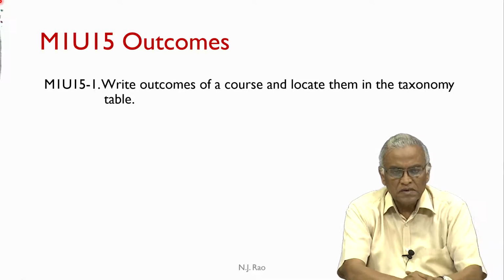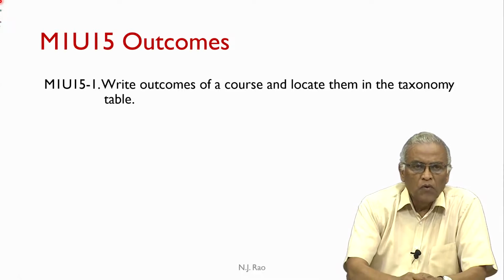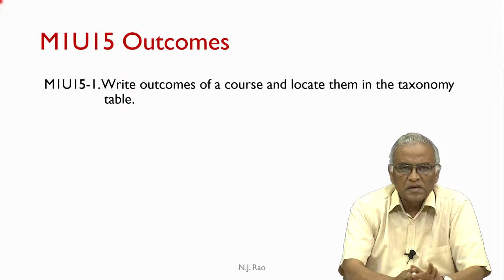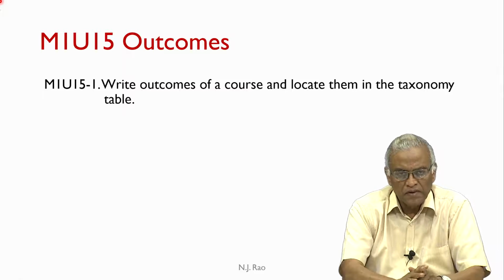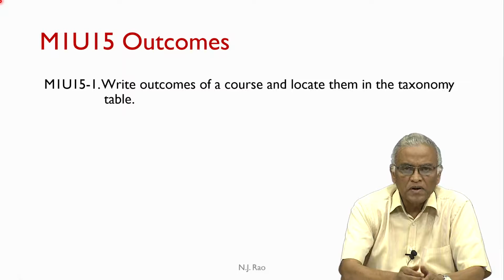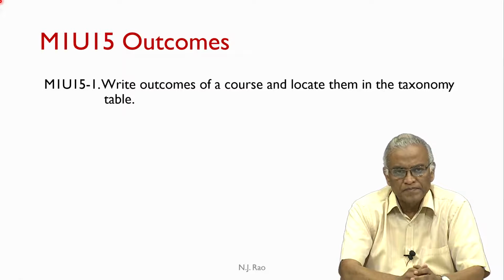Now, in this unit, we write outcomes of a course and locate them in the taxonomy table. Simple. We write an outcome and, in writing the outcome, we will try to follow a structured method, and having written, we will try to locate them in the taxonomy table.